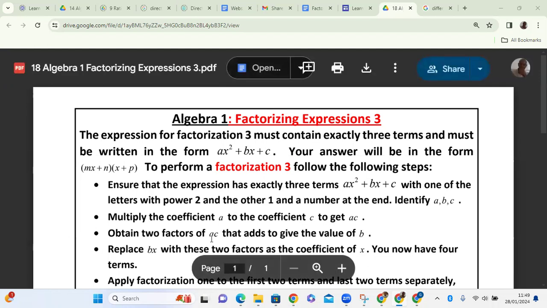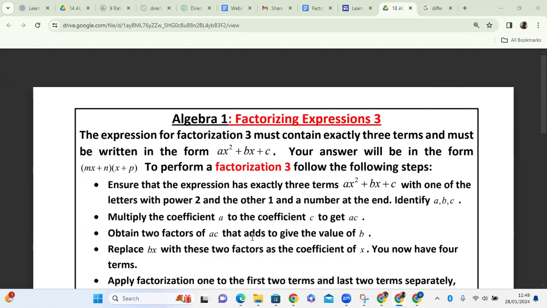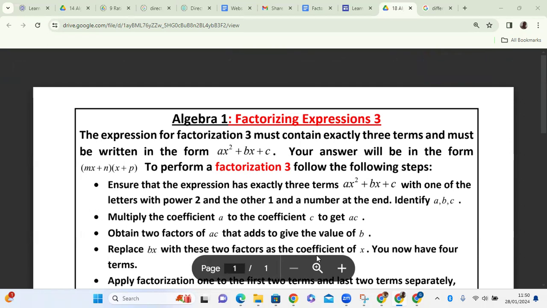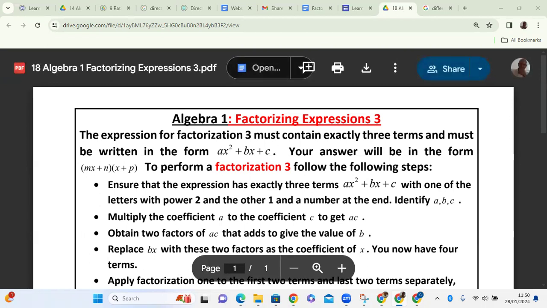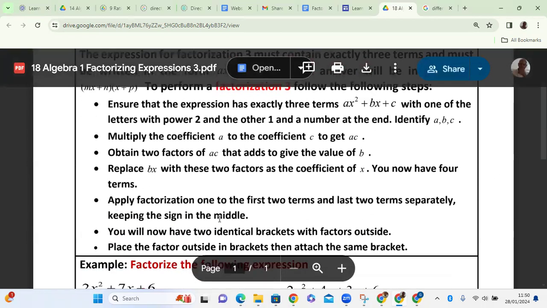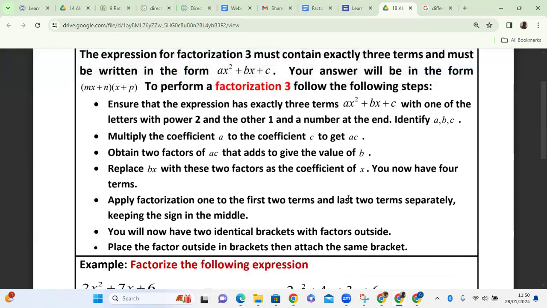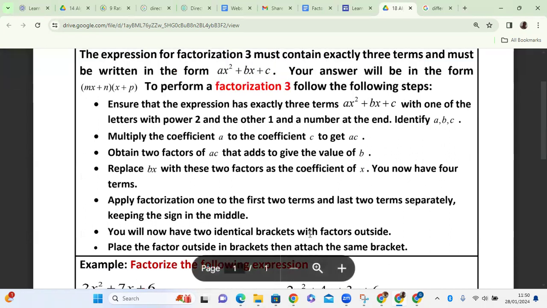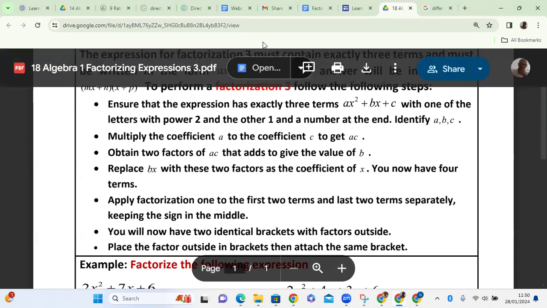Obtain 2 factors of ac that add to give the value of b. Replace bx with these 2 factors as coefficients of x. You now have 4 terms. Apply factorization 1 to the first 2 terms and the last 2 terms separately, keeping the sign in the middle. You will now have 2 identical brackets with factors outside. Place the factors outside in brackets, then attach the same brackets.